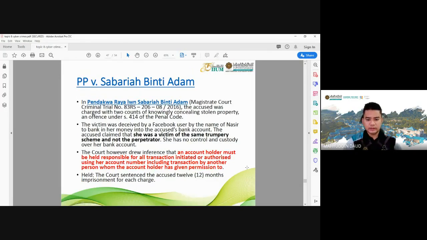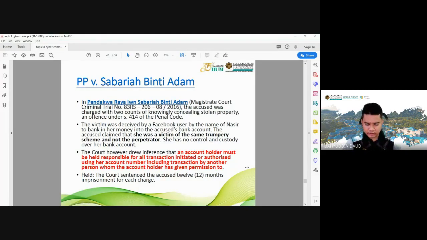But in another case, a different approach was taken by the court. In Sabaria, she was charged under 414 of the Penal Code, assisting to conceal stolen property. The facts were pretty much about being defrauded as well. The victim was deceived by a Facebook user to bank in money into the accused's bank account. The accused claimed that she was a victim of this particular scam, not the real offender. She had no control and custody over her bank account.